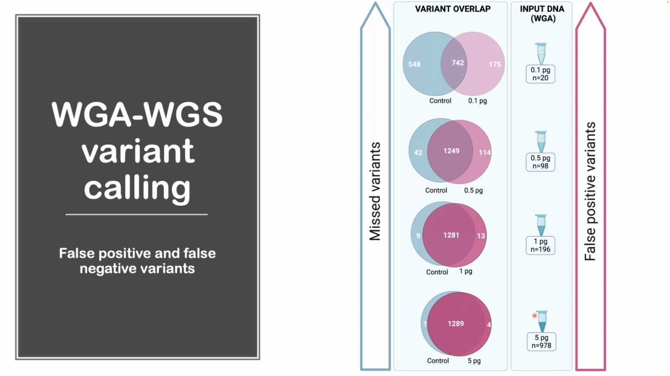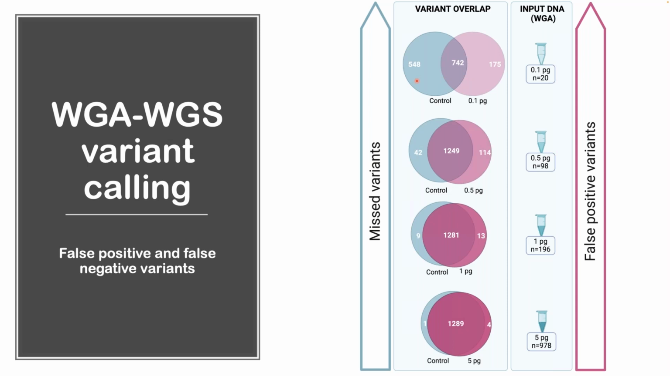What you can see from these Venn diagrams is that a decrease in input amount of DNA correlates with an increase in false positive as well as false negative variants. The highest input amount sample only differed from the control sample by a total of 5 variants, so 4 false positives and a single false negative variant. Whereas the lowest input amount sample had 175 false positive variants and missed 548 variants.